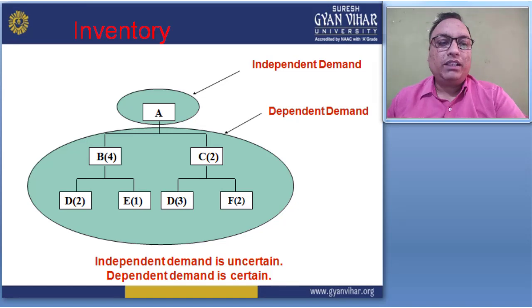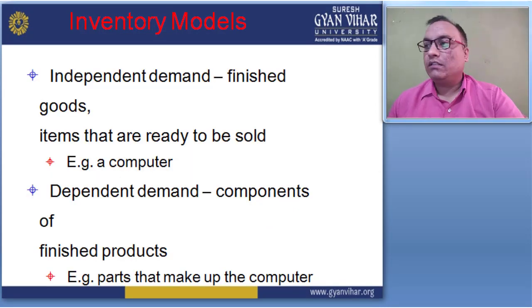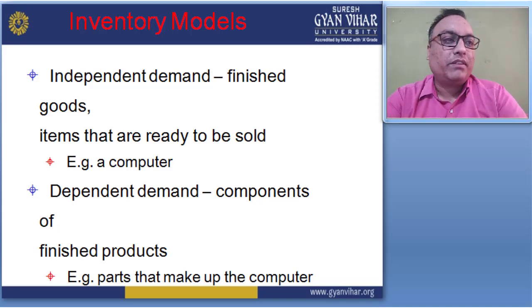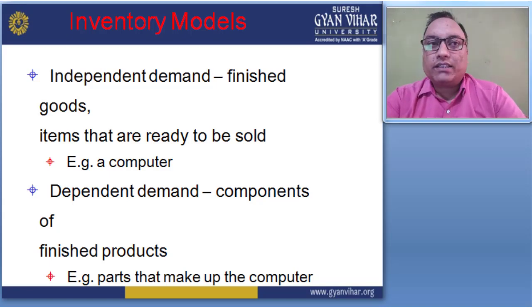And then move to the different types of inventory models, and these models are of two types. First one is independent demand and second is dependent demand.